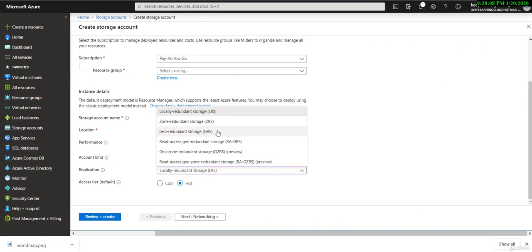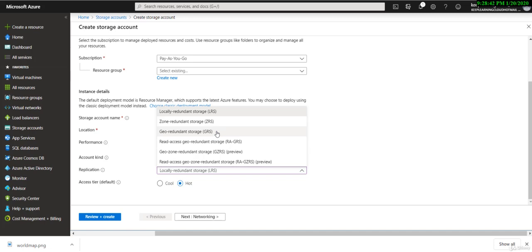Let's now talk about the other two options in the replication schemes for the storage accounts. That's GRS, Geo Redundant Storage, and Read Access GRS. With Geo Redundant Storage, you will have your data replicated to a secondary region, which is hundreds of miles away from the primary location of the source data. And for all those good reasons, GRS will cost you more money than LRS.